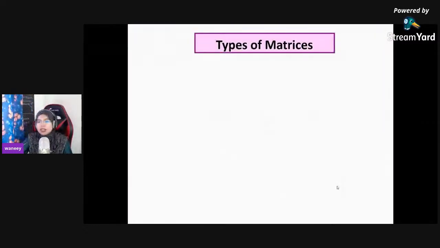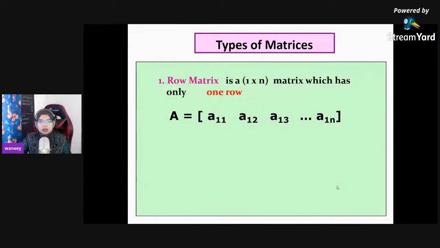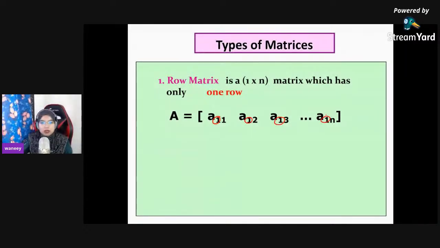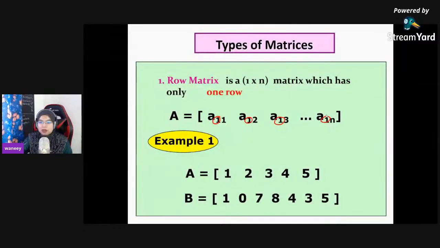Okay, so now types of matrices. Firstly, the row matrix is a 1 by n matrix which has only one row. So it should be straight like that. A11, A12, A13 up until A1n. So we only have one row. For example, 1, 2, 3, 4, 5 or 1, 0, 7, 8, 4, 3, 5. Those are row matrices.